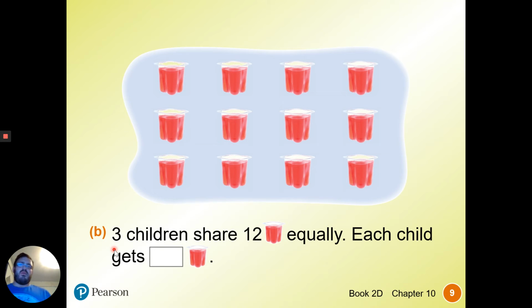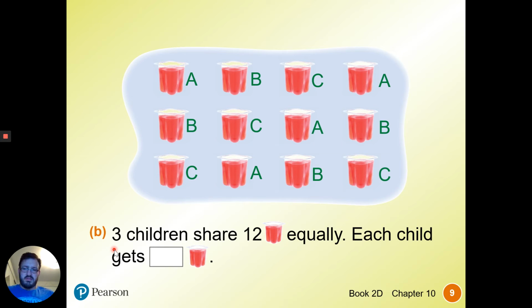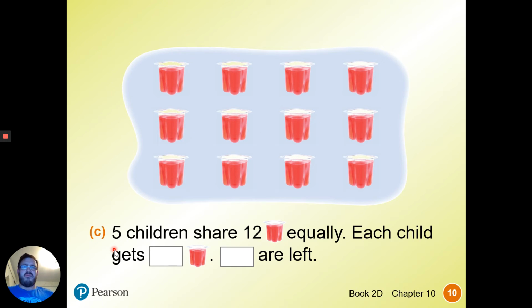What about if we share it with 3 children then? So we're going to go A, B, C this time. A, B, C, A, B, C. And we can still do it. So that means each child now gets 4. What about 5? So we'll do A, B, C, D, E, 5 letters. And we can see that we then have some left over. So each child gets 2 jellies and 2 are remaining.